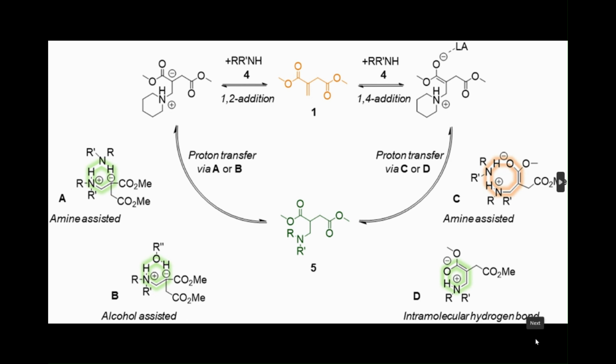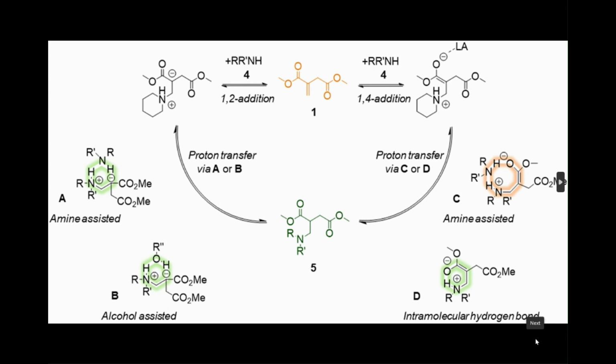There are 2 options to stabilize the intermediates on the way to the product. There is an alcohol-assisted route in the presence of alcohol solvents, but if you have an aprotic solvent, then we proceed through a trimolecular mechanism, which is pathway A on this slide here.